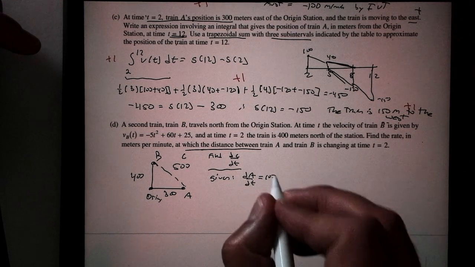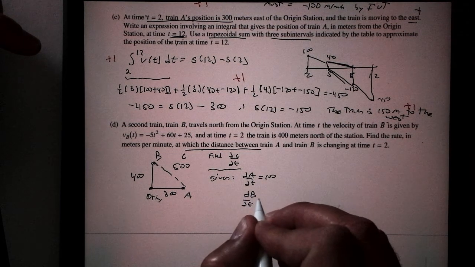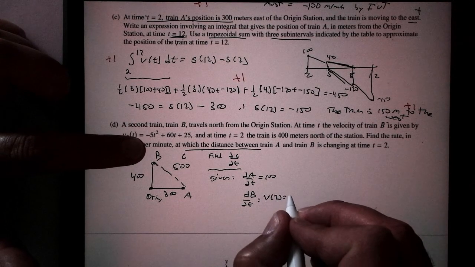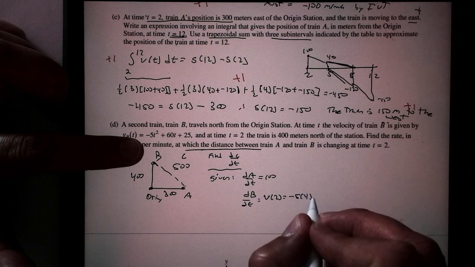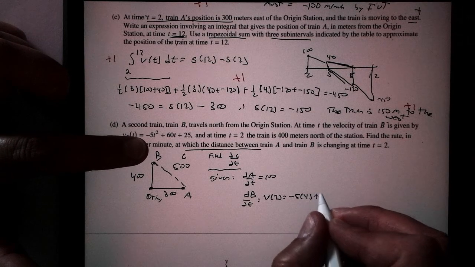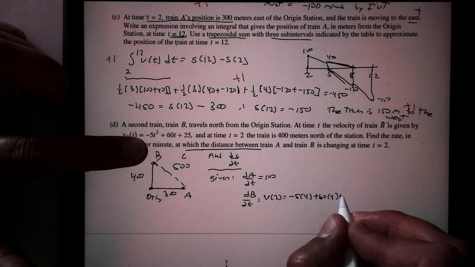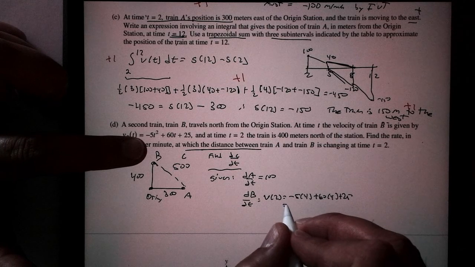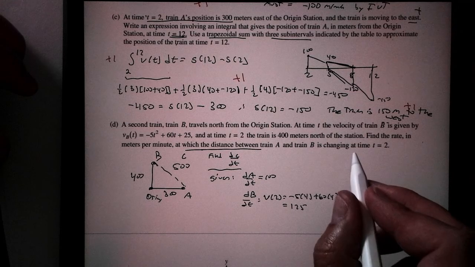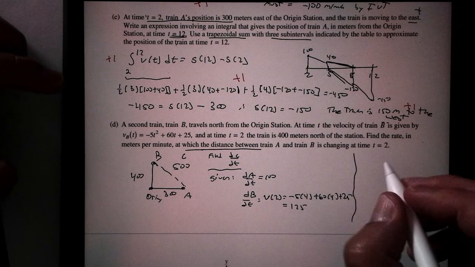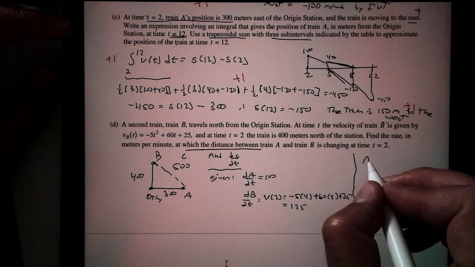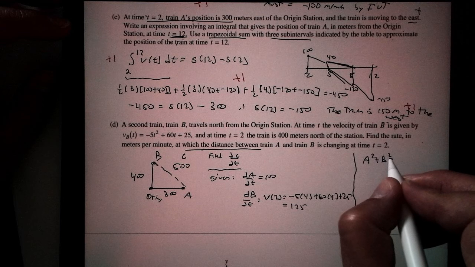What about train B? Well, train B is a little bit different. We have to plug that in. That's going to be v of 2, and we plug that in. That's negative 5 times 4 right here, plus 60 times 2 plus 25, and what we wind up with is 125. So this is our related rate. I'm kind of running out of room there. So what type of triangle does this fit? Obviously a right triangle. So this can go a squared plus b squared equals c squared.